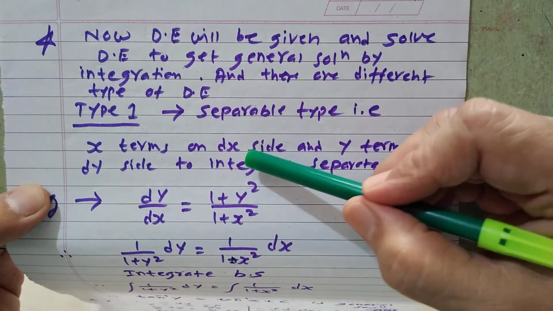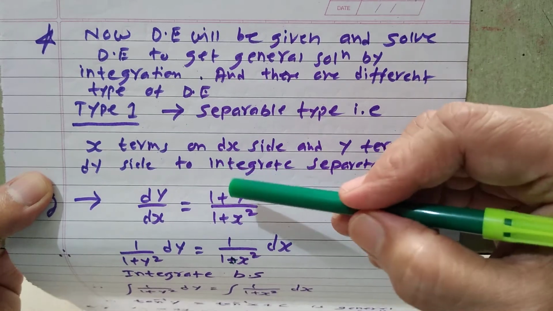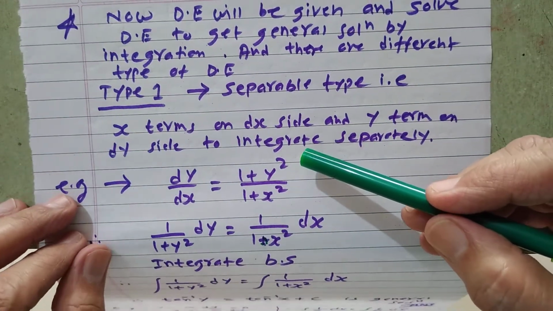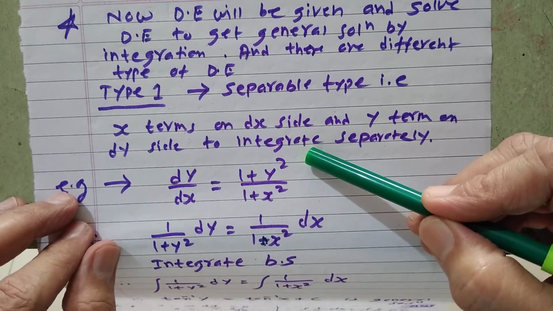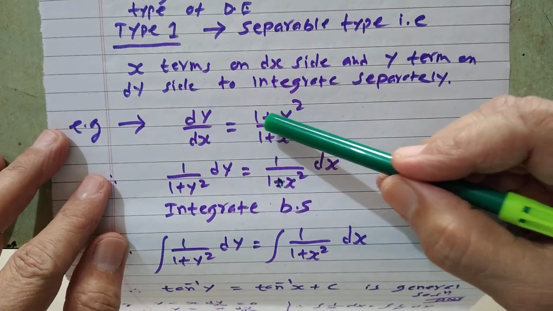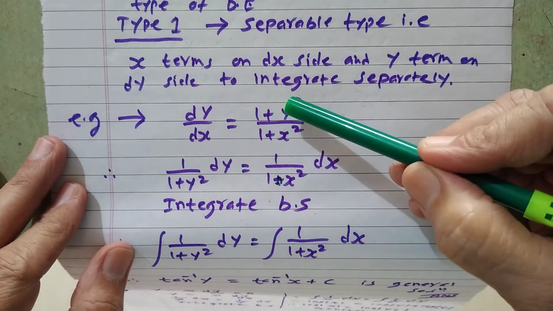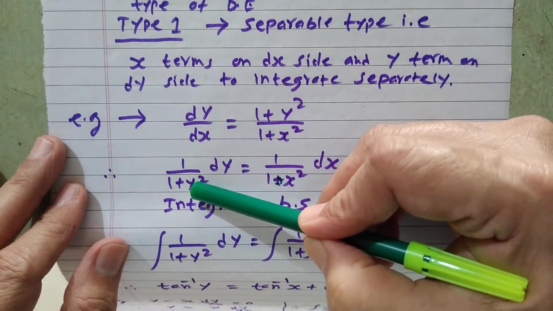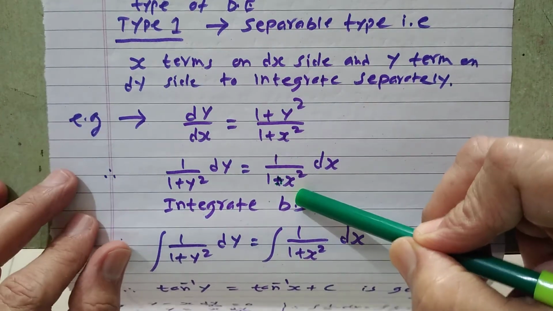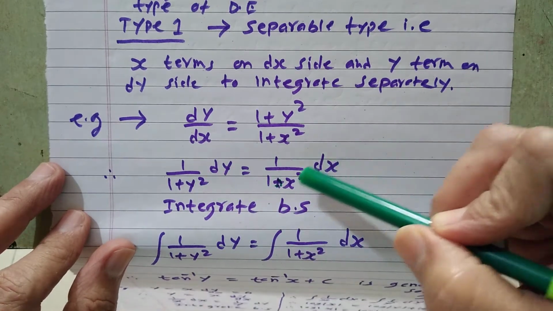X terms on the dx side, or dx multiplied by x terms, and y terms on the dy side, or dy multiplied by all the terms in terms of y, and integration of the dy terms with respect to y, dx terms with respect to x. In the example, dy by dx is equal to (1 plus y square) upon (1 plus x square). We will rearrange the problem such that 1 plus y square is in the denominator on the left hand side and dx on the right hand side, so that dx into 1 upon 1 plus x square and dy into 1 upon 1 plus y square, that means the y term on the dy side, the x term on the dx side.